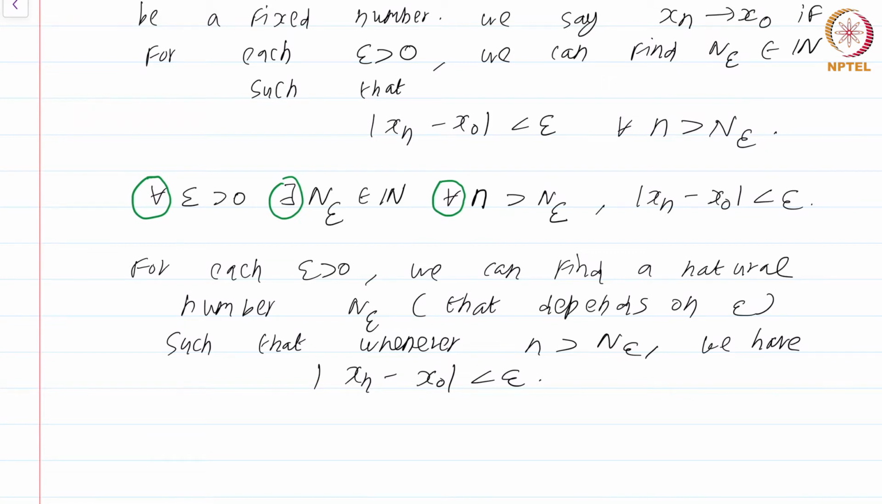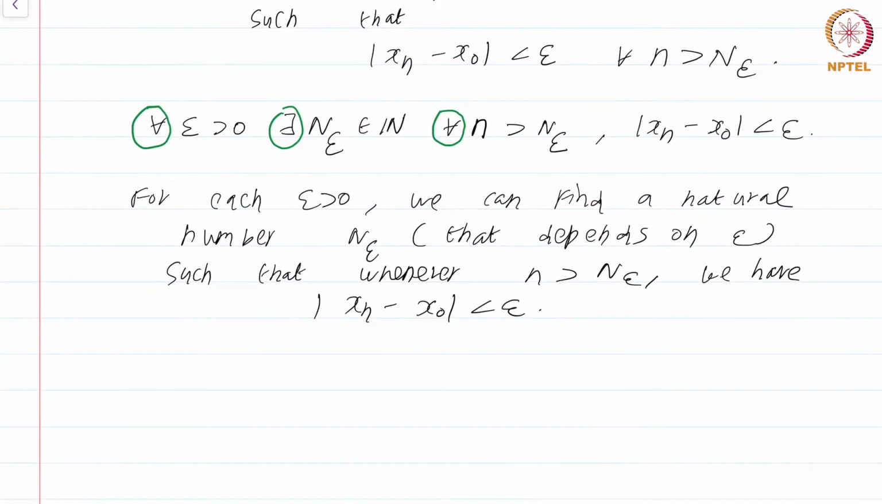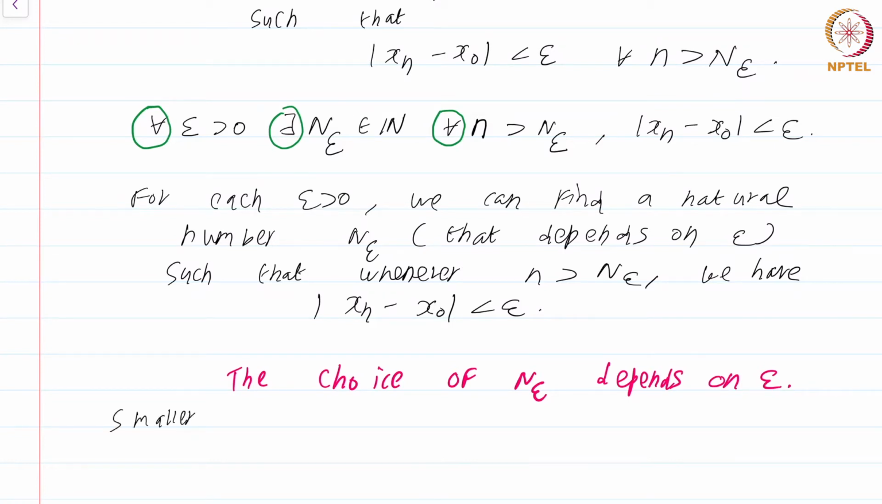So the key point that I want you to take from this is that the choice of N_epsilon depends on epsilon. Okay. So in general, the smaller the epsilon, the greater N_epsilon has to be. This is just a general statement. It's not always the case, but in general, you have to choose higher N_epsilon whenever epsilon is smaller. Essentially, if epsilon is really small, we have to go further along the sequence so that the terms of the sequence are at max epsilon distance away from the limit.